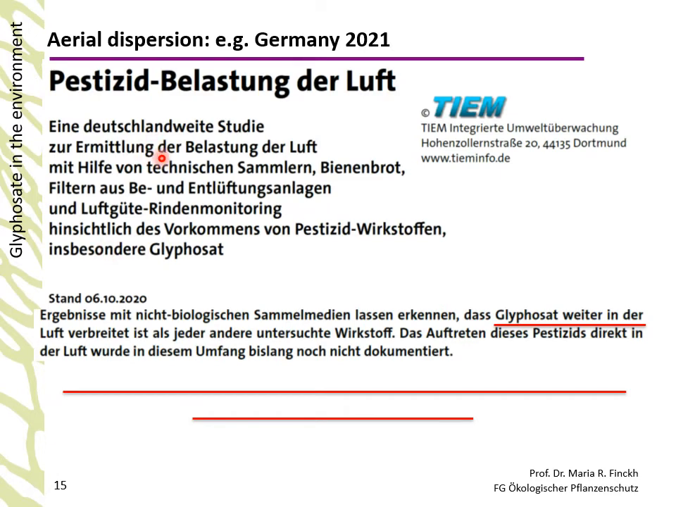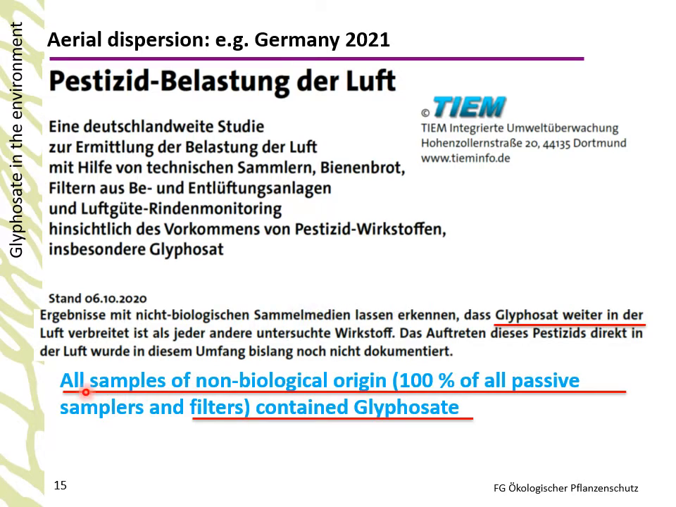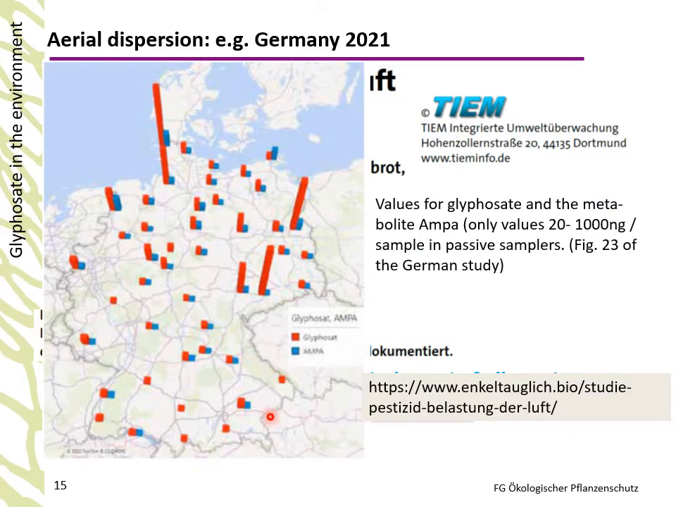There has been a German study that was released last year, and it showed that glyphosate is really distributed in the air. I translated it here: all samples of non-biological origin, that means coming out of the air, through passive samplers that just collected what comes in with the air, contained glyphosate. If you look at a map, you can see here the red is glyphosate, the blue is AMPA. And in these passive samplers, they found glyphosate all over the place, and they also found AMPA.